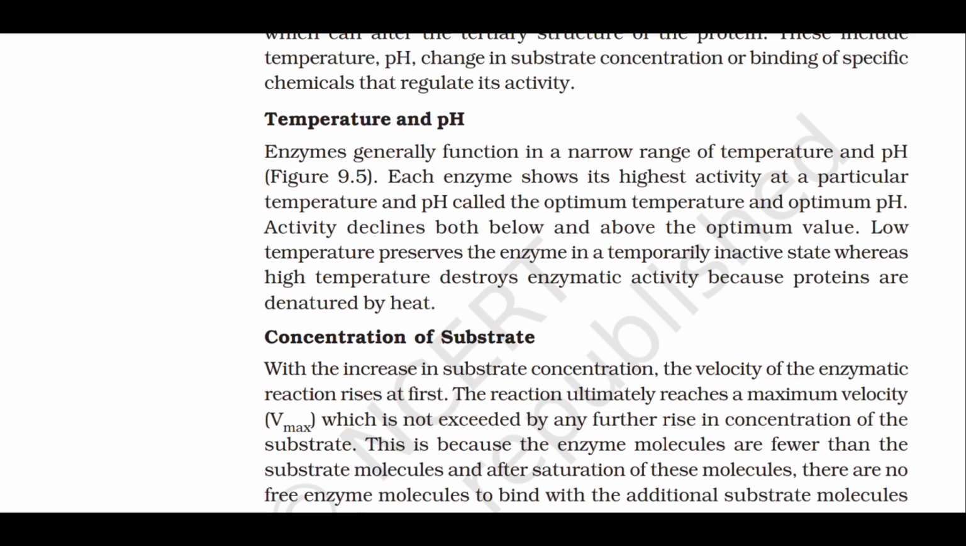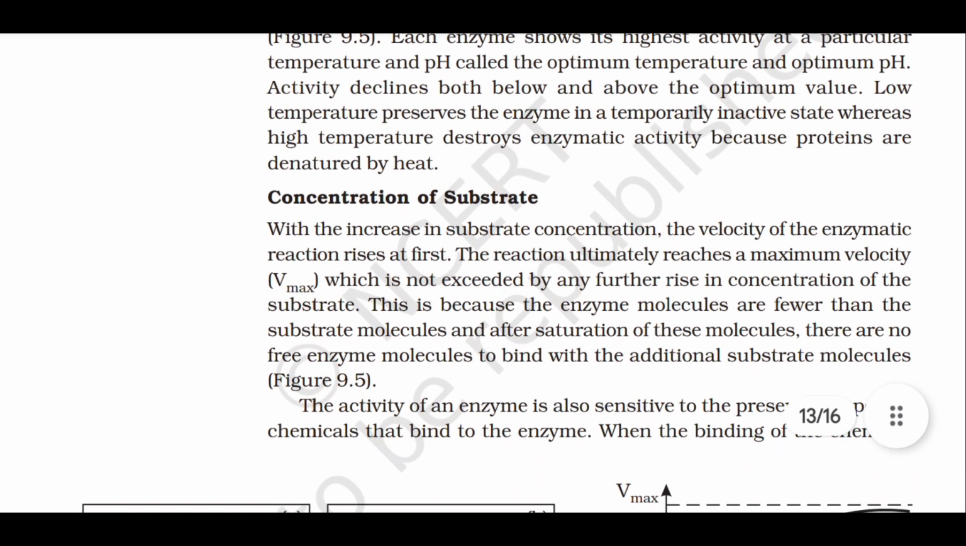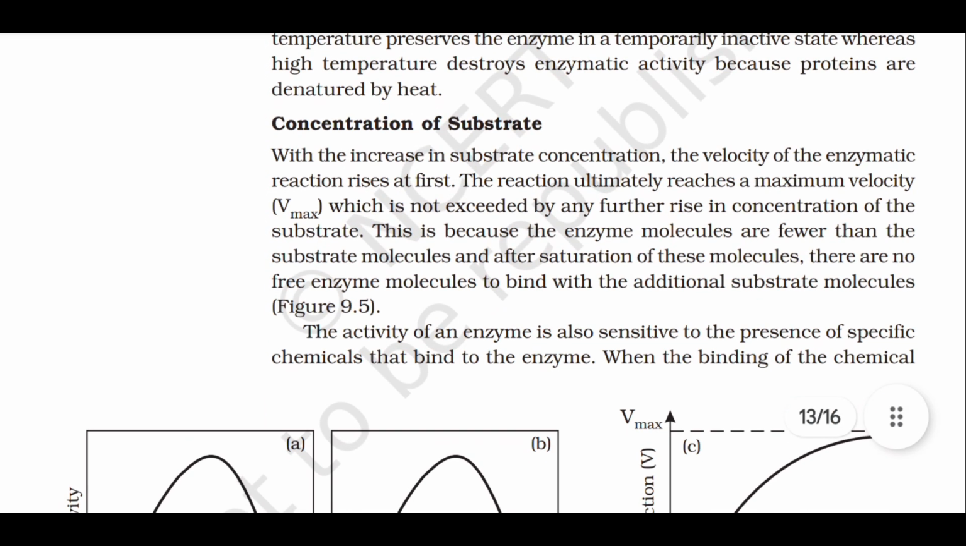Low temperature preserves the enzyme in a temporarily inactive state, whereas high temperature destroys enzymatic activity because proteins are denatured by heat. Concentration of substrate. With the increase in substrate concentration, the velocity of enzymatic reaction rises at first. The reaction ultimately reaches a maximum velocity, Vmax, which is not exceeded by any further rise in concentration of the substrate. This is because the enzyme molecules are fewer than the substrate molecules, and after saturation of these molecules, there are no free enzyme molecules to bind with the additional substrate molecules.